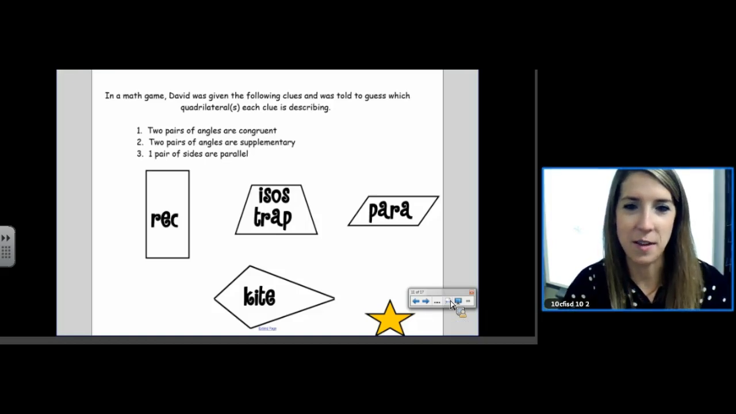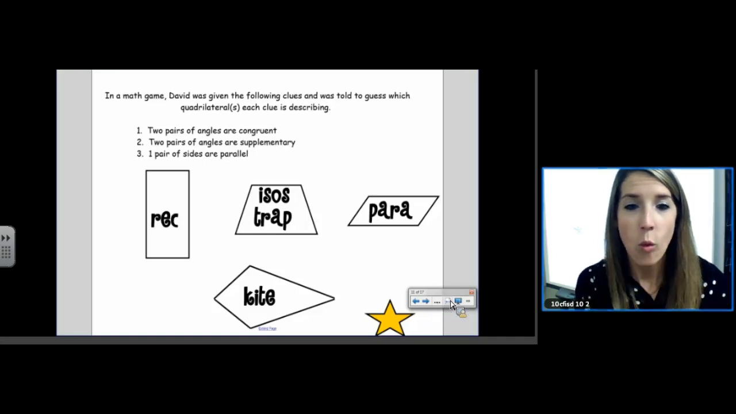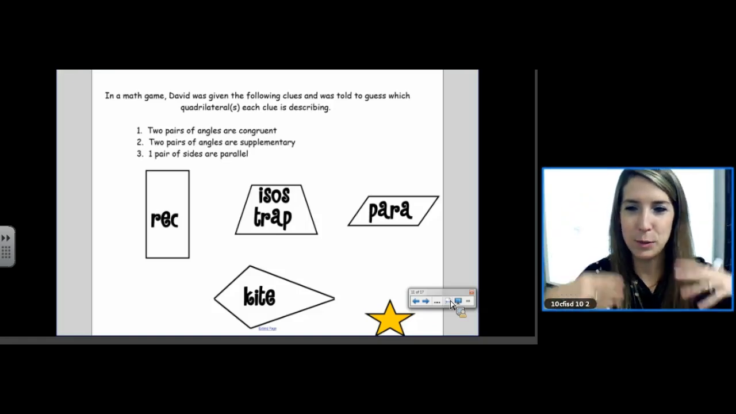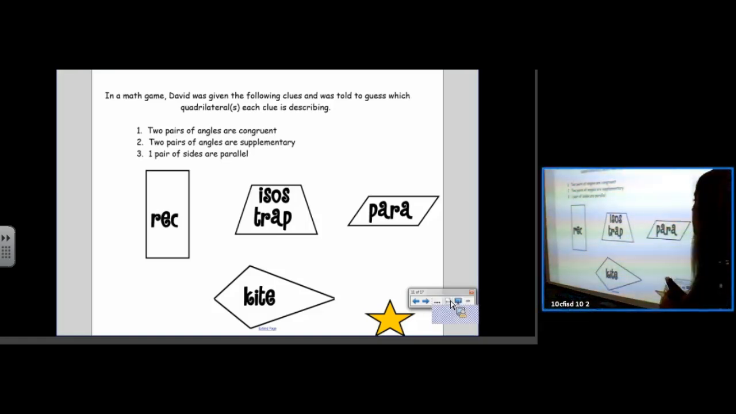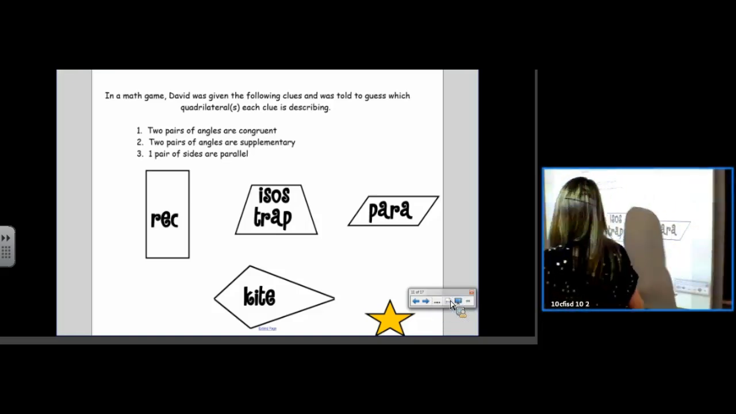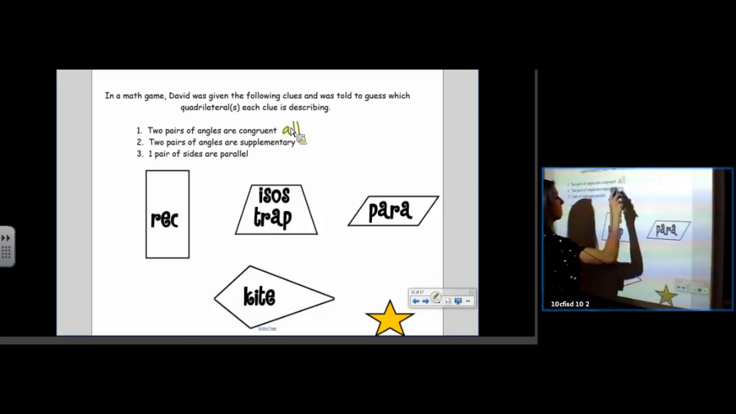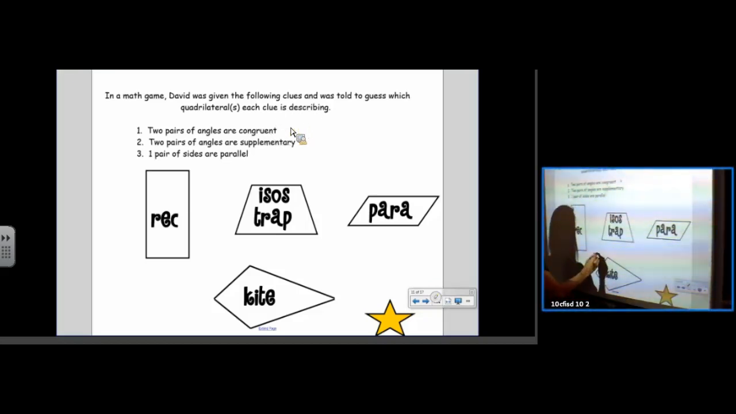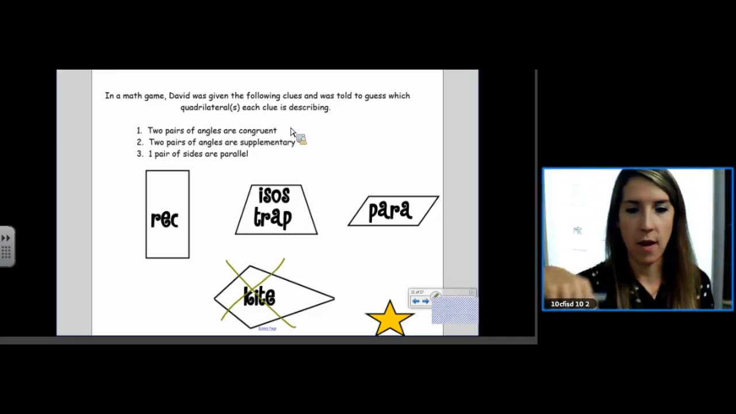I'll get to y'all's answers in a minute. Two pairs of angles are congruent, two pairs of angles are supplementary, one pair of sides are parallel. I kind of wanted to release the clues one at a time, but anyways, two pairs of angles are congruent. That is all of them, right? No, two pairs, I'm sorry. That gets rid of kite, because it only has one pair of opposite angles congruent.